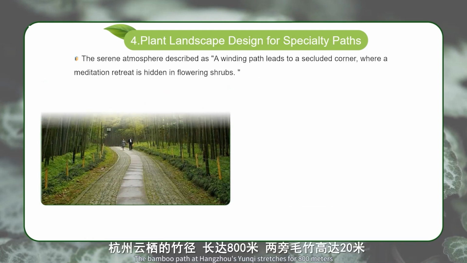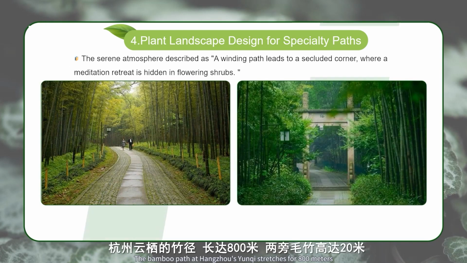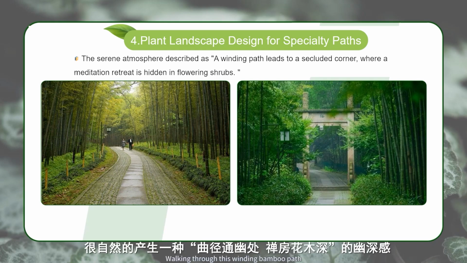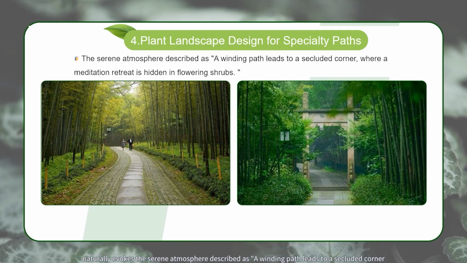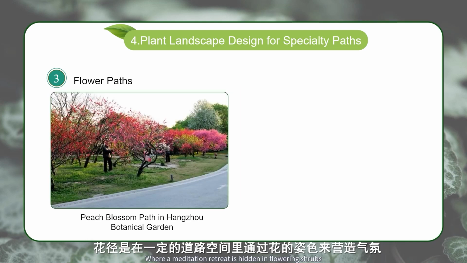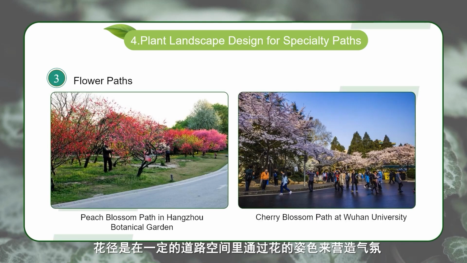The bamboo path at Hangzhou's Yunqi stretches for 800 meters, with mosso bamboo reaching heights of 20 meters on either side. Walking through this winding bamboo path naturally evokes the serene atmosphere described as: a winding path leads to a secluded corner, where a meditation retreat is hidden in flowering shrubs.